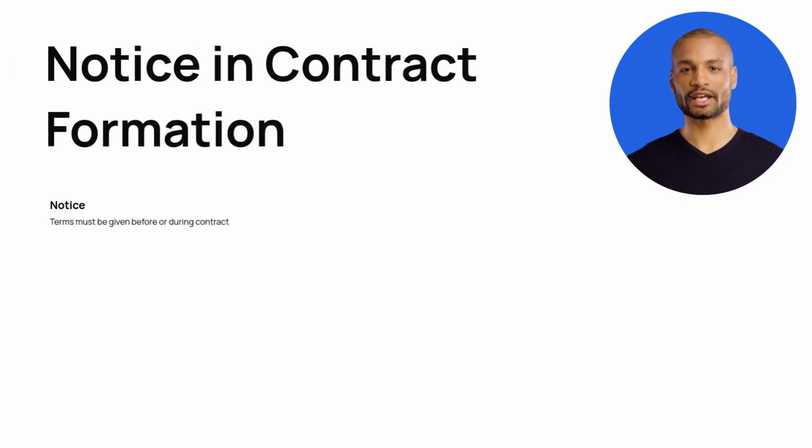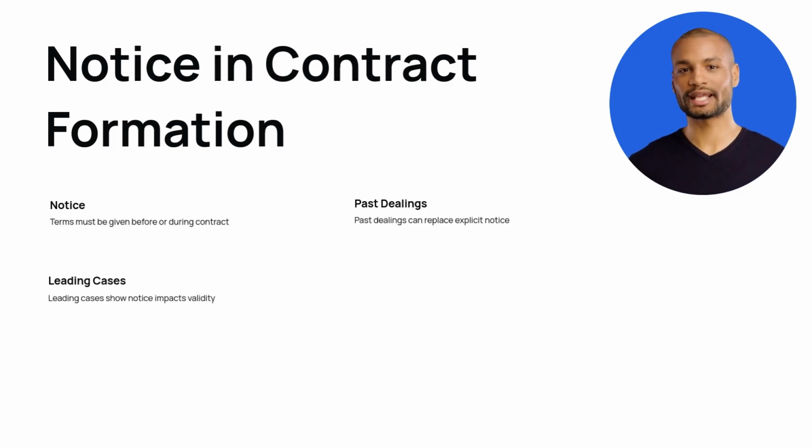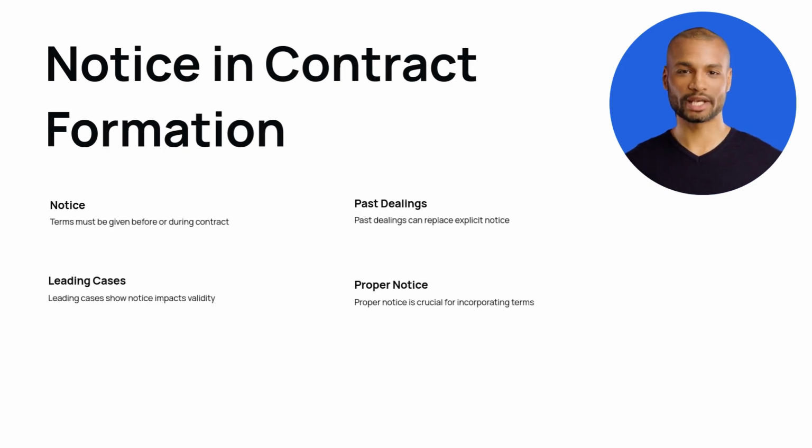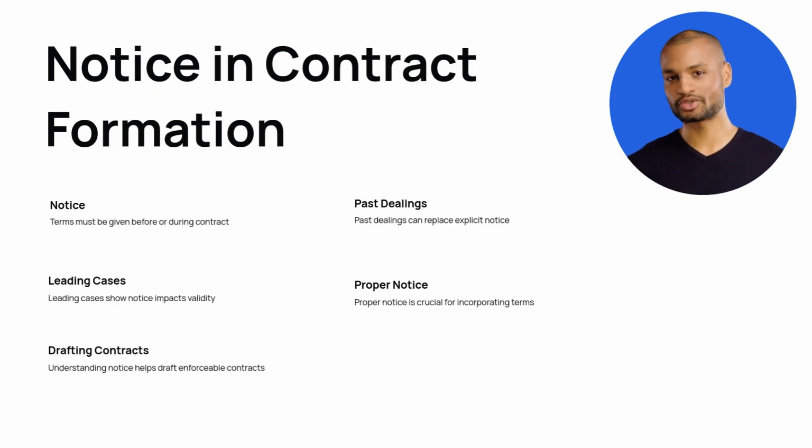Notice of terms must be given before or during contract formation. Past dealings can sometimes replace the need for explicit notice. Leading cases illustrate how notice impacts contract validity. Ensuring proper notice is key to incorporating terms effectively. This understanding helps in drafting enforceable contracts.